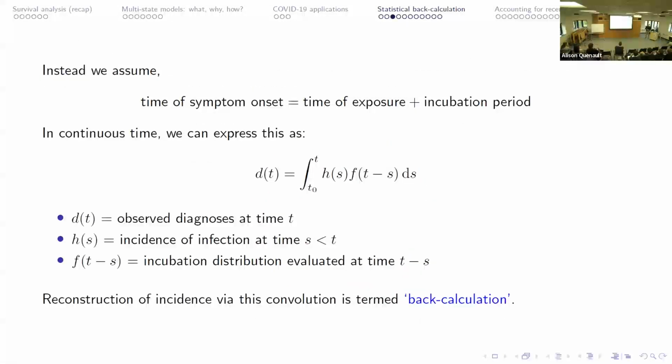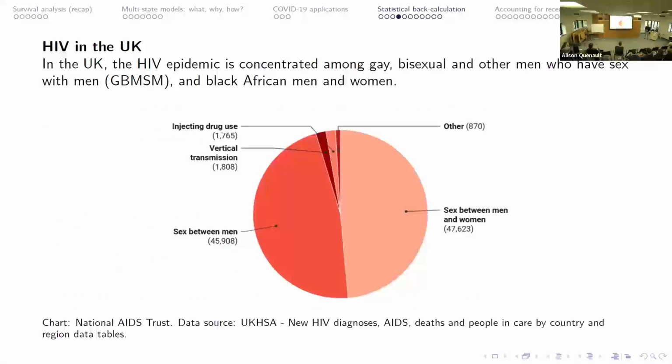And that can be applied to lots of different infections. Typically, for things like COVID, for flu, your infection occurs, and then quite soon after, you start exhibiting symptoms, so maybe 1 or 2 days. For infections like HIV, the time at which you remain asymptomatic can be much longer.